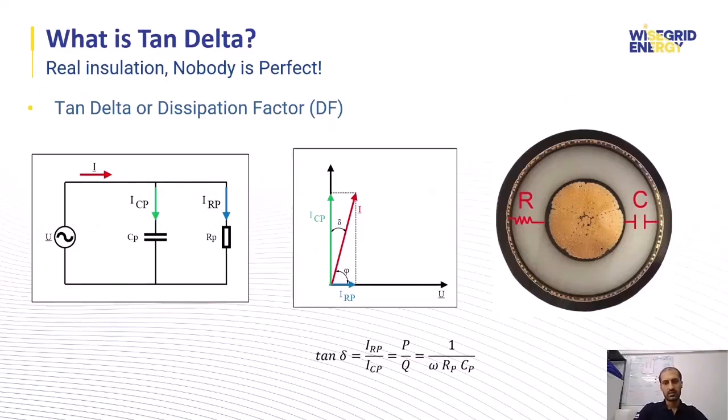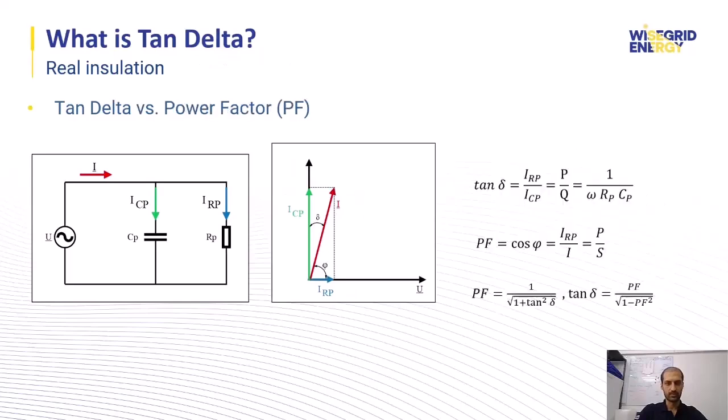And this loss is called tan delta, which is the ratio of the resistive current to the capacitive current. And the higher the resistive current, the greater the insulation losses, which leads to heating and potentially serious insulation problems.